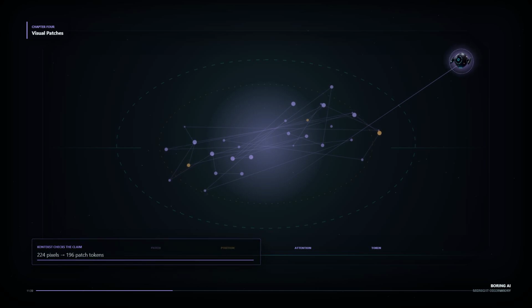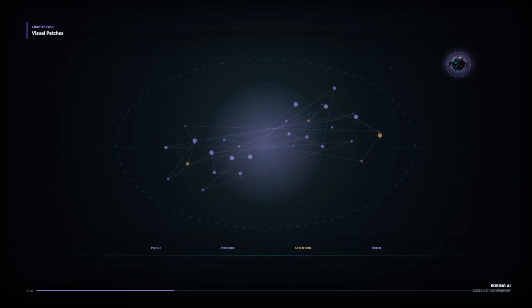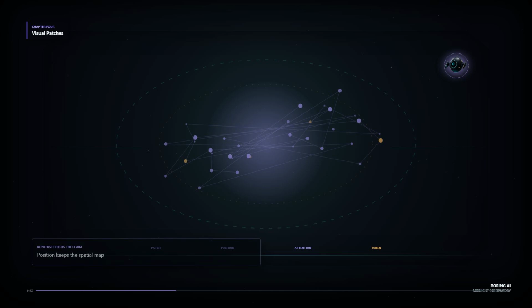Each patch is flattened and projected into a vector. Positional information is added so the system can distinguish the upper left from the lower right. The photograph has now become a sequence. Not a sequence of words, but a sequence of visual patch tokens.